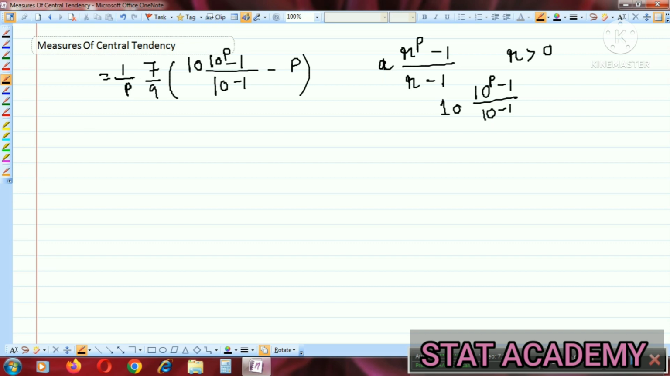So if we simplify this, then we have 70 divided by 9 into p into (10 to the power p minus 1) divided by 9, minus 1 by p will cancel. We have the value 7 divided by 9. So the mean of this series 7, 77, 777 gives this value. So this is our answer.